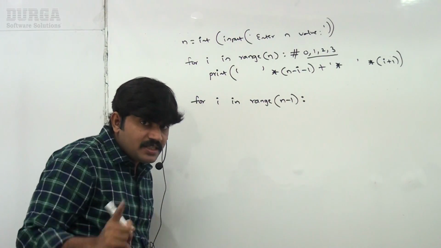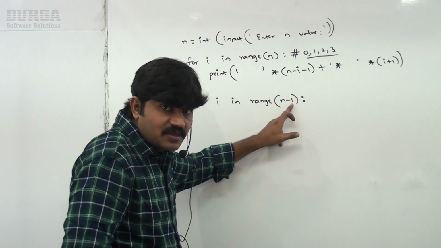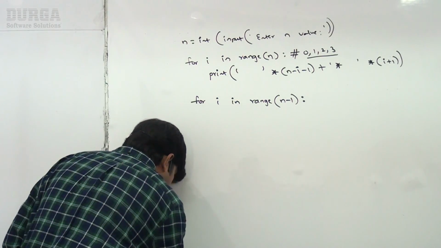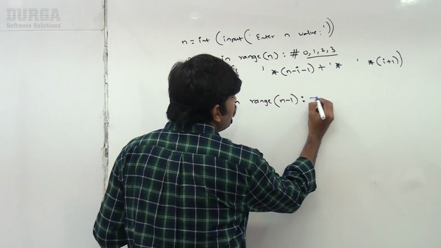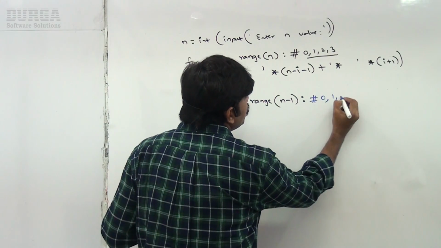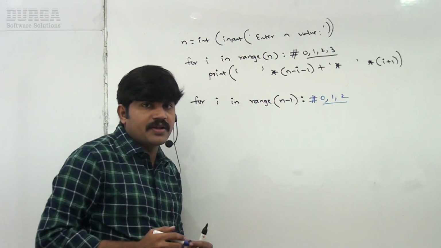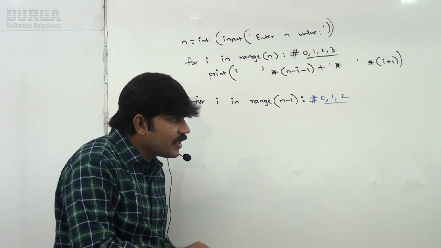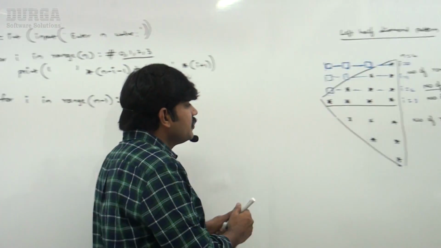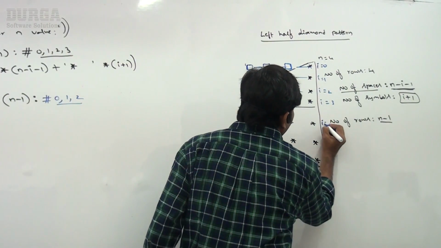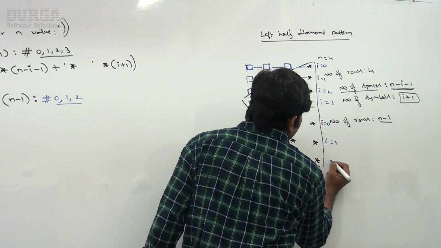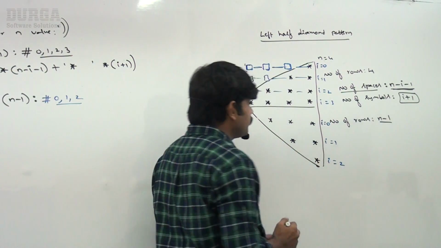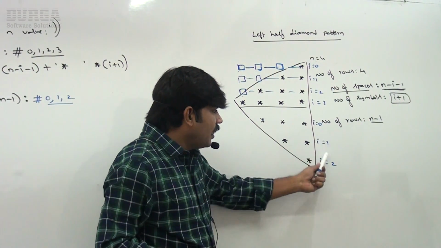Okay, if n is equal to 4, n minus 1 means 3. Range of 3 means, do you know, sir, the i values are 0, 1, 2. That is, i is equal to 0, i is equal to 1, i is equal to 2.